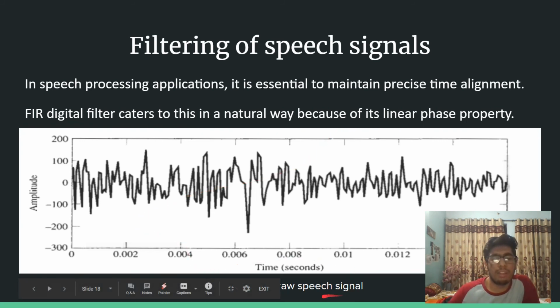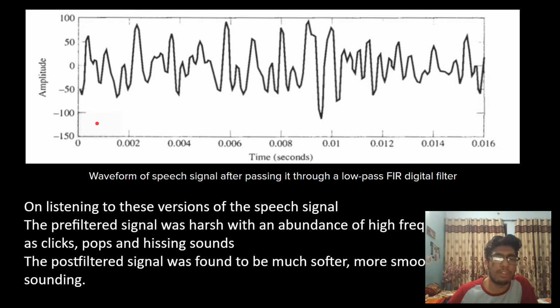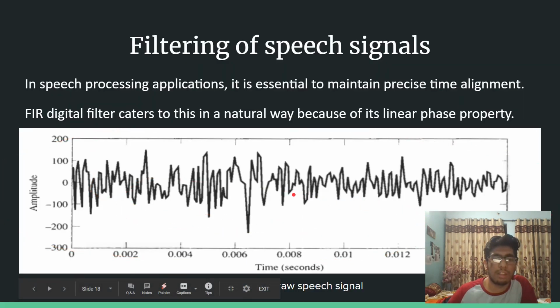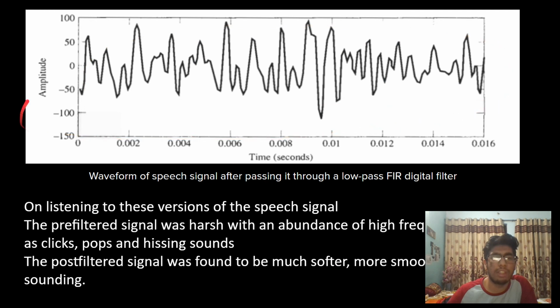And this is a waveform of a raw speech signal. As you can see, this is quite a congested signal and has high frequency noises, which we should not need in the output signal. So using a filter, this gets converted to this. As we can see, this is not as complex as the previous one, and all the unwanted noises and waveforms are removed.